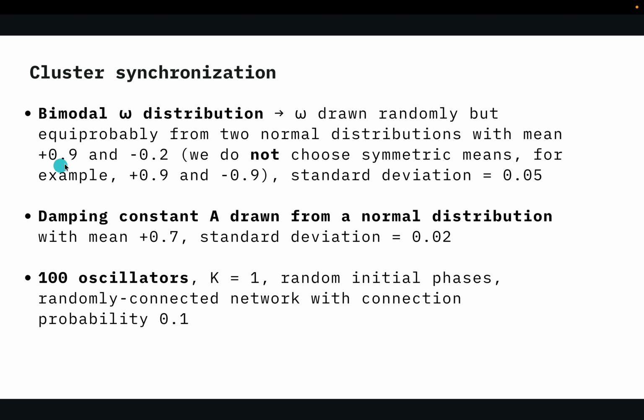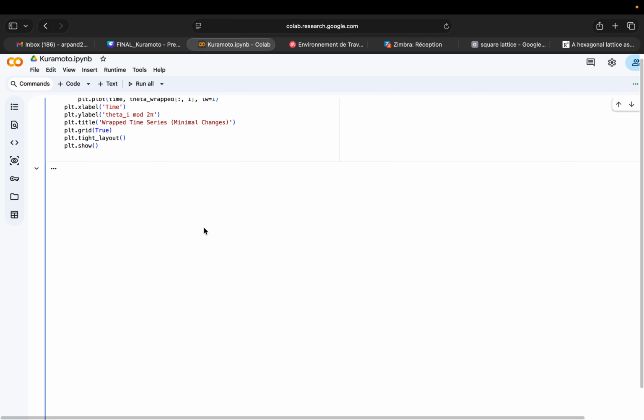I was trying many different ways to get the cluster synchronization, and using the bimodal distribution for omega and also one normal distribution for A turned out, after some trial and error, to be the easiest way, in the sense that it needed minimal changes in the code and in the other parts of the system of equations of the model. This was the minimalistic way.